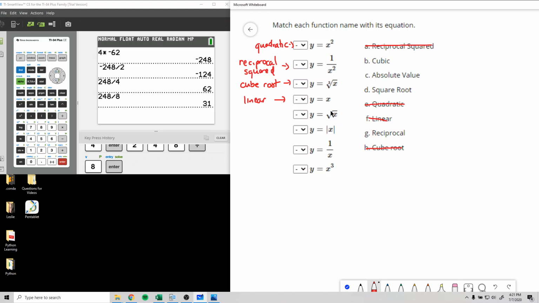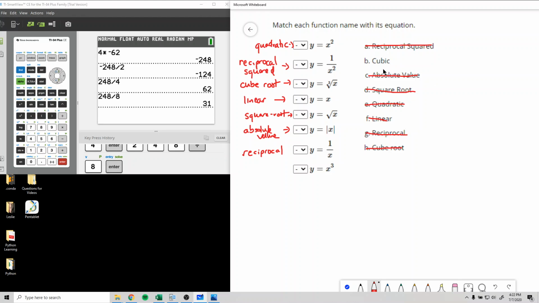The next one, y equals radical of x, when there's no number there, it's the square root. That is D. And the next one has these vertical bars, which I know we've referenced in this class already, but that is the absolute value bar. So this is the absolute value function.